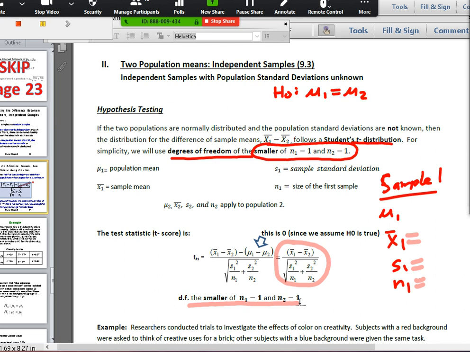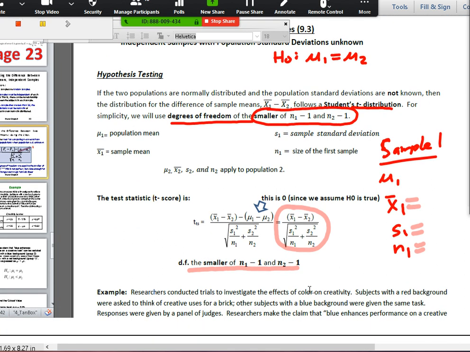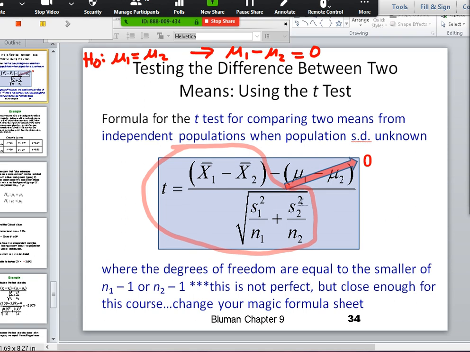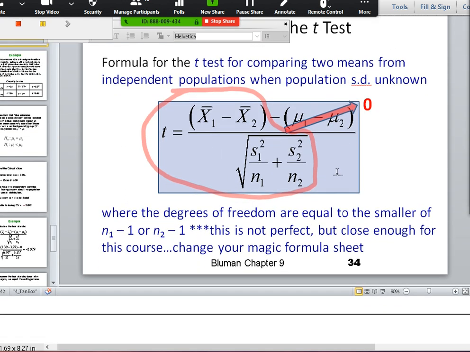And the degrees of freedom is going to be the smaller of the n's minus 1. We're just going to simplify it. This book just simplifies it and makes it kind of straightforward. Just use the smaller n minus 1. That's good enough, and that's what your book uses. So we're going to go with that. So, again, here's the formula. I kind of went over it with you in the last sheet anyway, so we're good there.